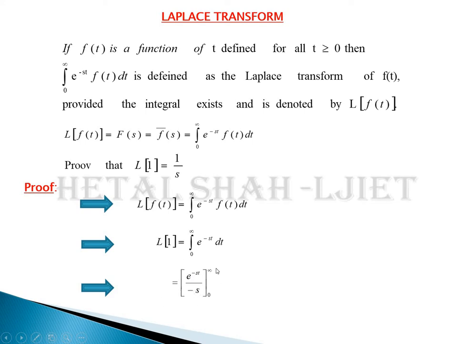By putting the upper limit and lower limit, we get the solution. e raised to minus infinity is 0. So first apply the upper limit, e raised to minus infinity is 0, minus e raised to minus 0 upon minus s, that is minus minus plus. So our final answer is 1 by s. So this is the Laplace of 1 is equal to 1 by s.